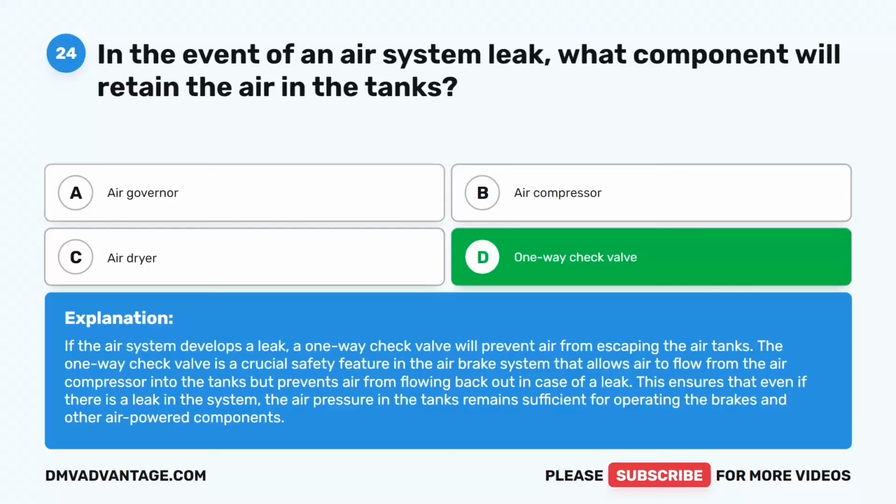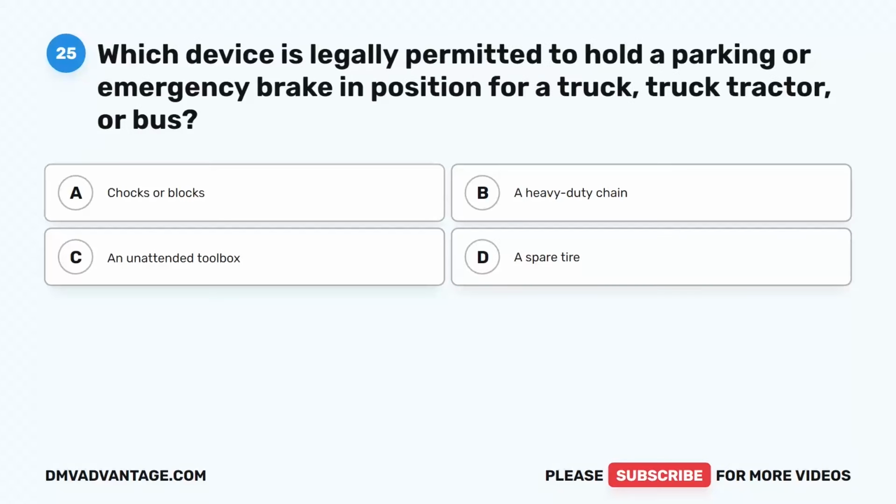The one-way check valve is a crucial safety feature in the air brake system that allows air to flow from the air compressor into the tanks, but prevents air from flowing back out in case of a leak. This ensures that even if there is a leak in the system, the air pressure in the tanks remains sufficient for operating the brakes and other air-powered components.